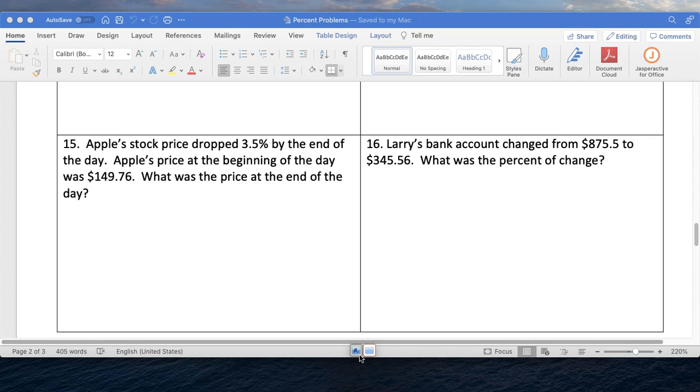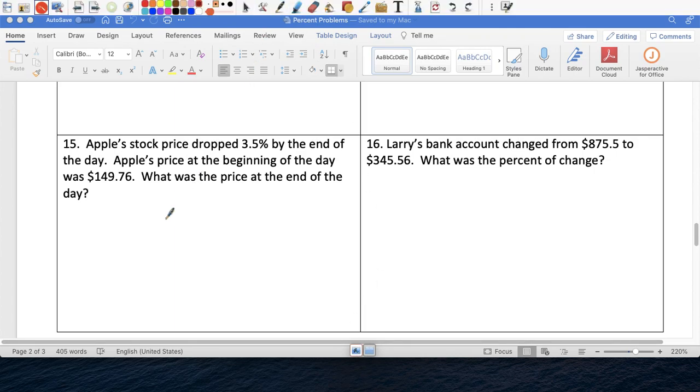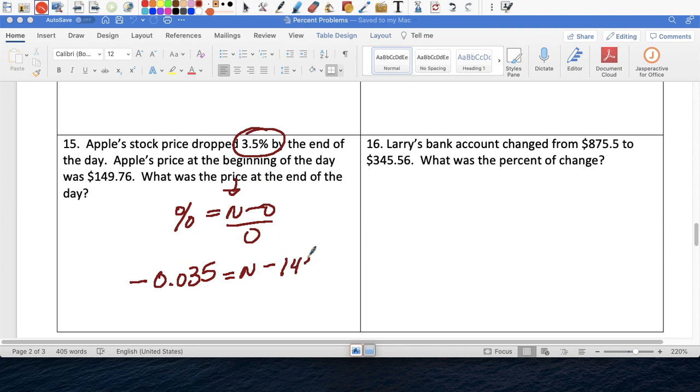Apple stock dropped by 3.5%. So percent is new minus old over old. I have the percent, so I'm going to write 0.035, and please don't forget that it's negative because it was a drop. At the beginning of the day it was 149.76. What was the price at the end of the day? So I don't know the new price, I call it N. I know the old price, 149.76, and this is 149.76.